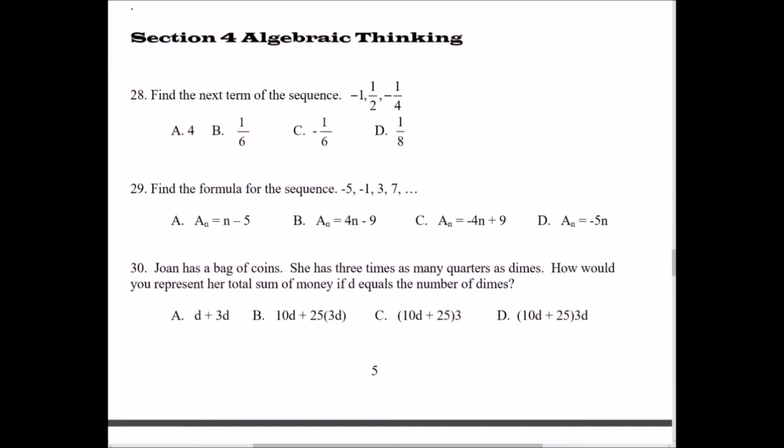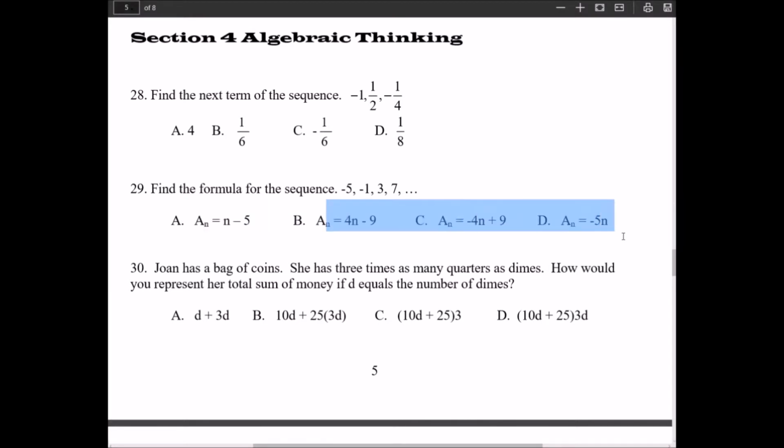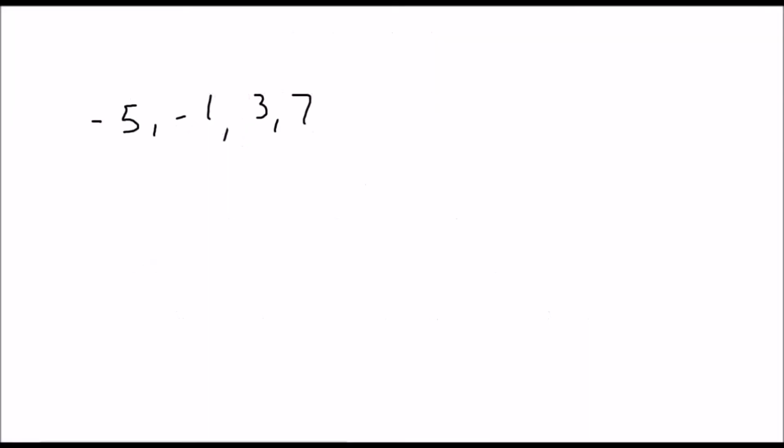So for number 29, we have find the formula for the sequence. So we're kind of at the same thing, except this time it looks like we have whole numbers, or integers. We have -5, -1, 3, 7. On this one, they're giving us potential answers for what the formula for solving this is. So first we need to switch over and talk about this.